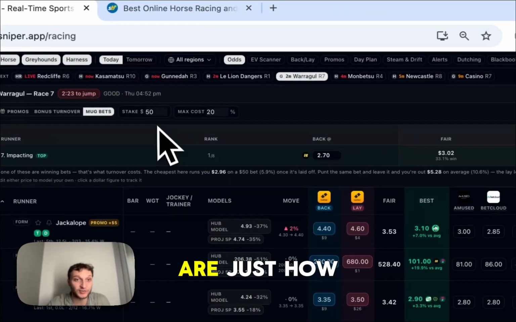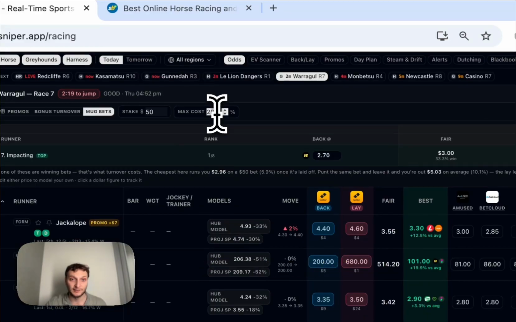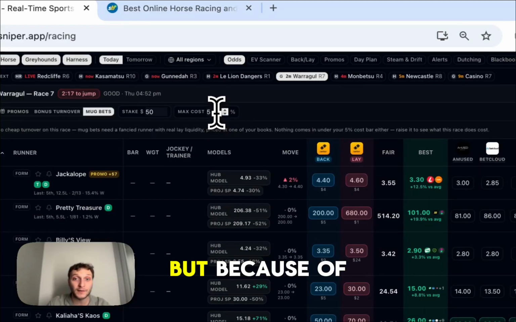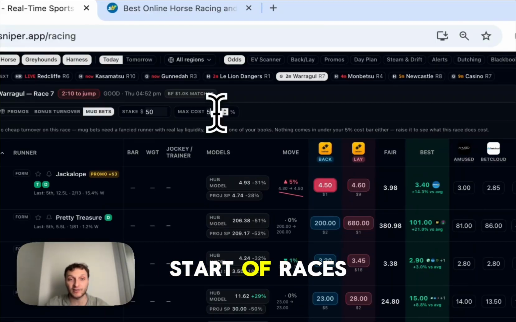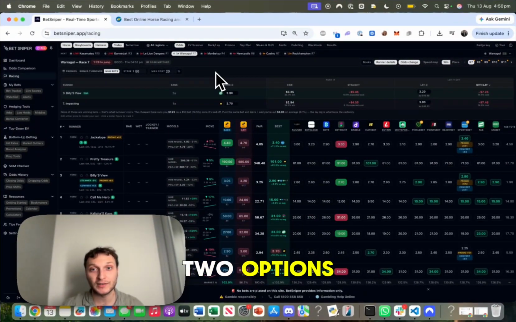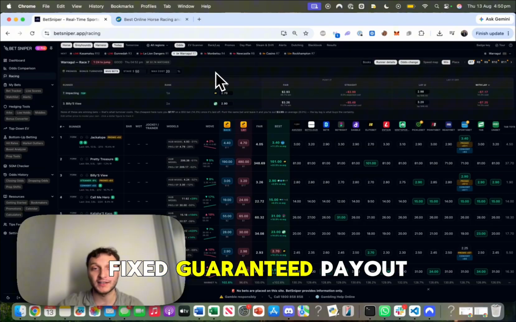So the inputs for this tool are just how much are you going to stake and then how much are you willing to pay as a price. We would advise no more really than 5%, but because of how big these margins are on races, 5% won't be super common, and they're definitely only going to be common near the start of races. Like the other tools, we have two options. We can either punt it, or we can lay it off and have a fixed guaranteed payout.